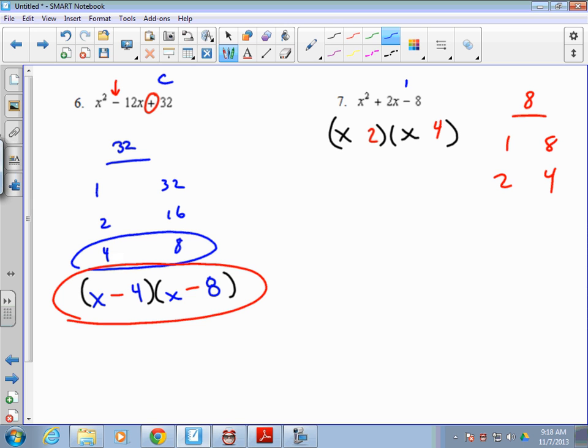This tells you that they're going to be opposite signs, one positive, one negative. This one says since they're opposite, this is the larger one. 4 is larger, it's going to be positive. So minus 2 plus 4.